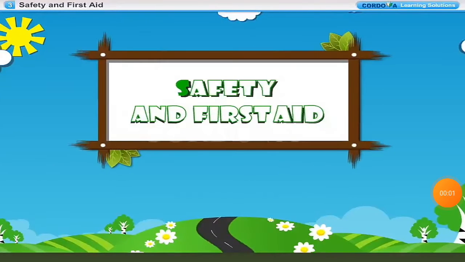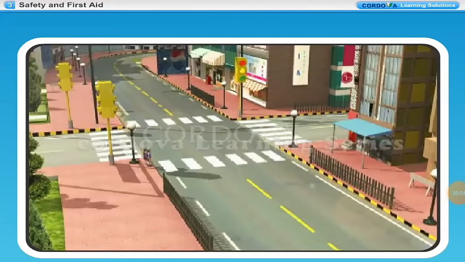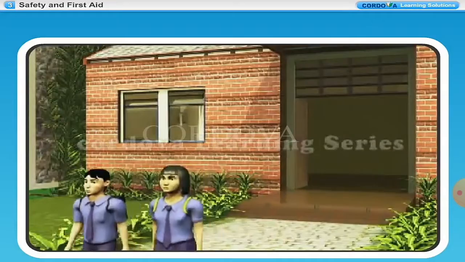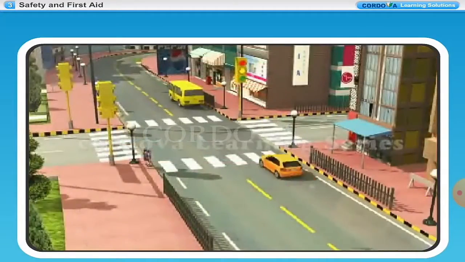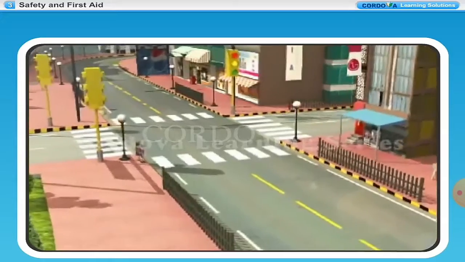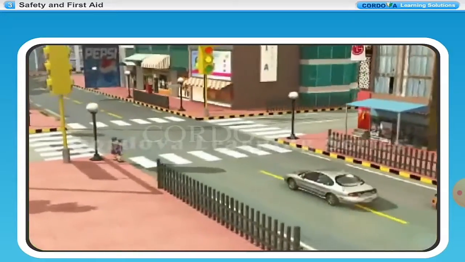Chapter 3. Safety and First Aid. Accidents may happen anytime, anywhere, without giving us any warning. Children often get hurt at home, in school, playground, or on the road. Most of the accidents occur due to our carelessness.